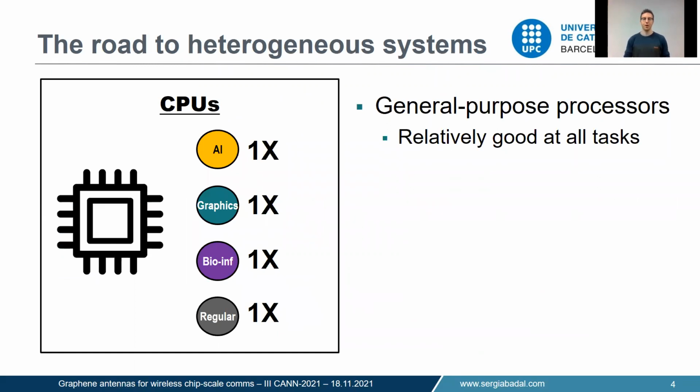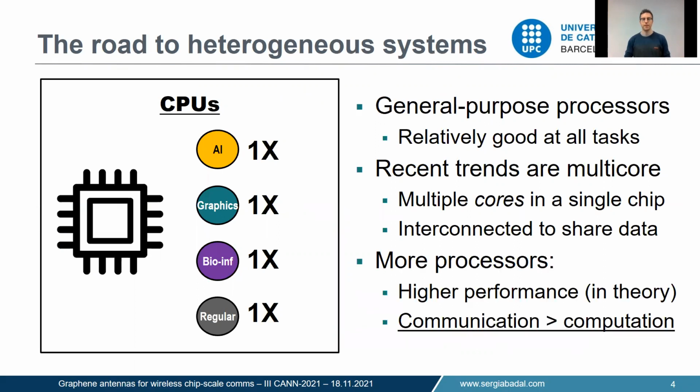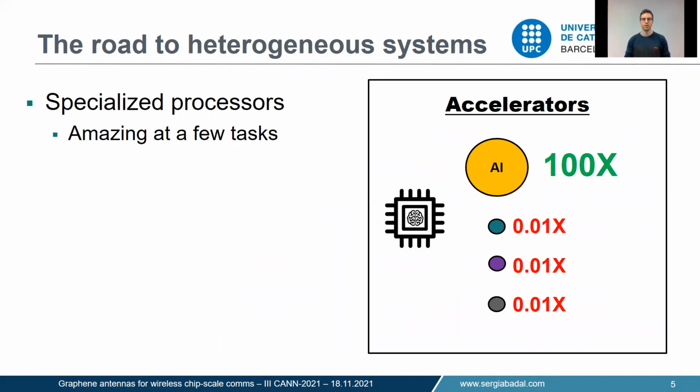There are two ways to architect computing systems. First of all, you have CPUs. They are general purpose processors, which are relatively good at all tasks. The recent trend is going to a multi-core kind of design in which you have multiple processor cores within a single chip. And these processor cores are interconnected to share data and to synchronize. And also the trend is to put more and more processors every day in a single chip or in a few chips within the same computing package, which leads, in theory, to higher performance, but also increases the importance of communication to move data, synchronize and share data, to the point that communication becomes even more important than computation at some instances.